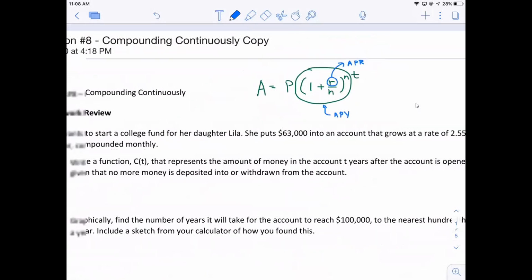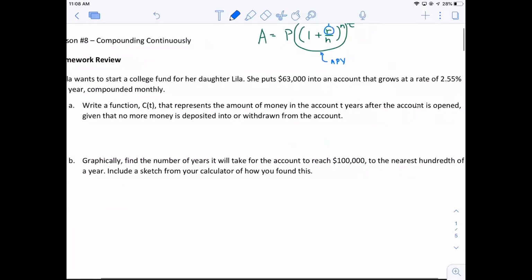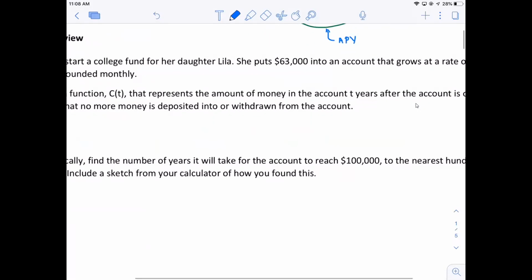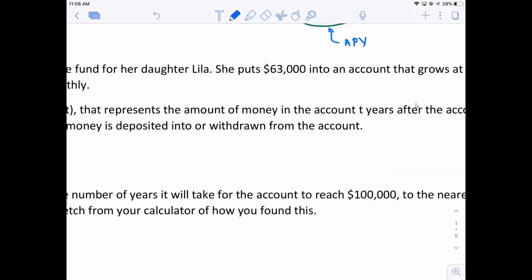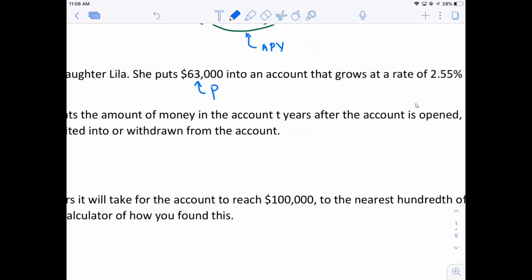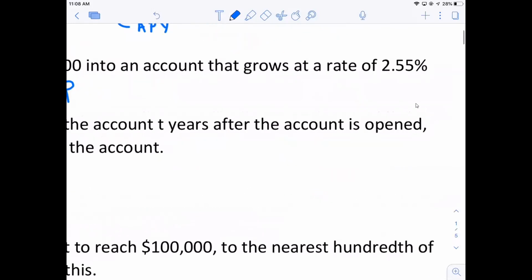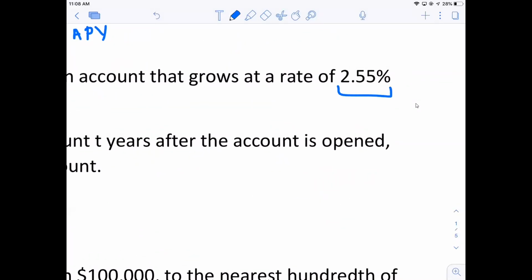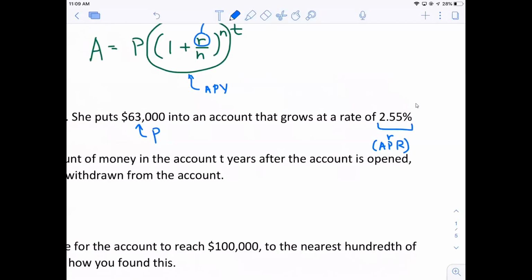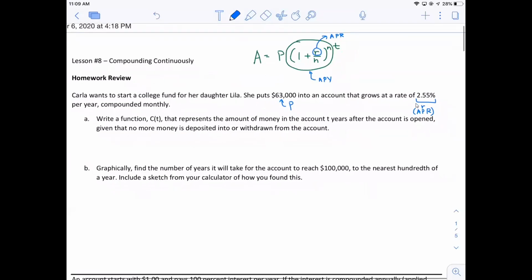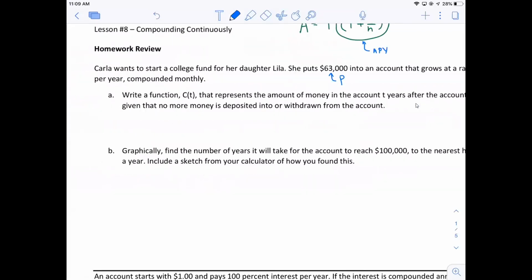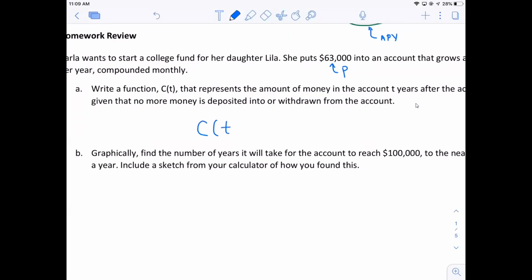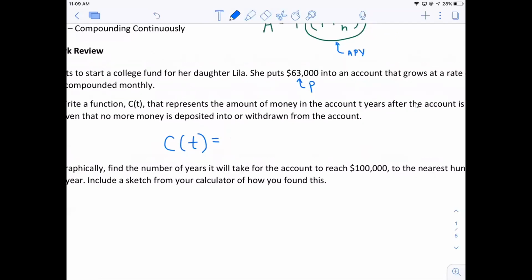Right, so Carla wants to start a college fund for her daughter. She puts in $63,000 into the account. So that's our p-value. That grows at a rate of 2.55%. Right, that there is our R, or the nominal rate. And it's compounded monthly, so n is equal to 12.